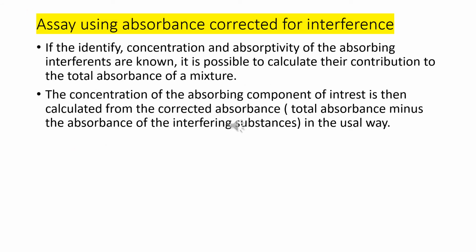By using absorbance corrected for interference. If the identified concentration and absorptivity of the absorbing interferents are known, it is possible to calculate their contribution to the total absorbance of a mixture. The concentration of the absorbing component of interest is then calculated from the corrected absorbance, that is total absorbance minus the absorbance of the interfering substances, in the usual way.